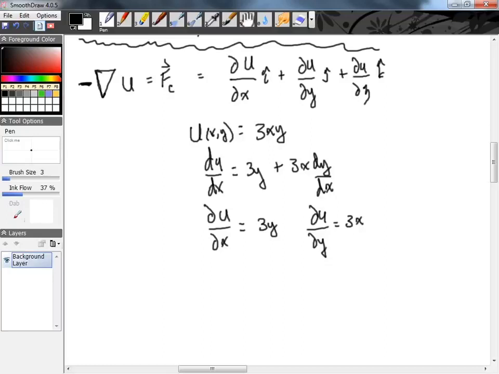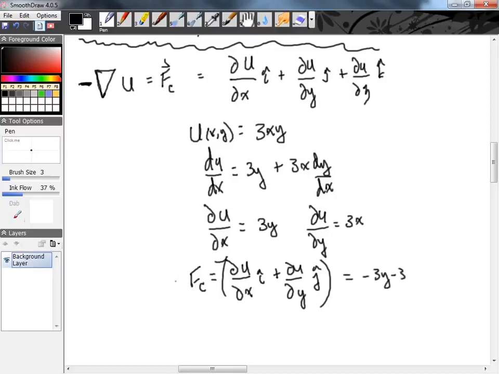Okay, so the force, this conservative force, is going to equal partial u partial x i hat plus partial u partial y j hat, but it's negative, right? Because this is the gradient, so it'd be the negative, sorry, of all of this. All right, so this winds up being negative 3y minus 3x, and that would be the position-dependent force based on where your x and y is on that potential energy.